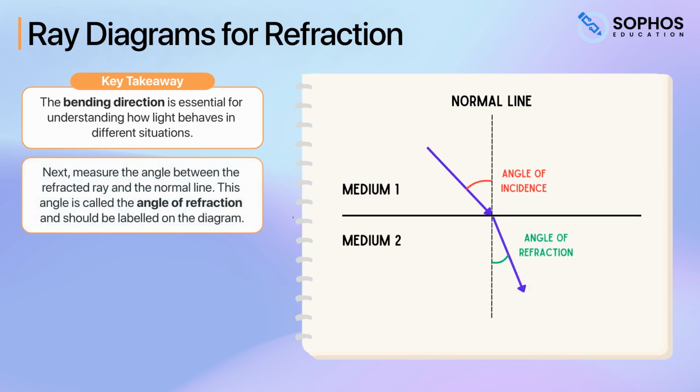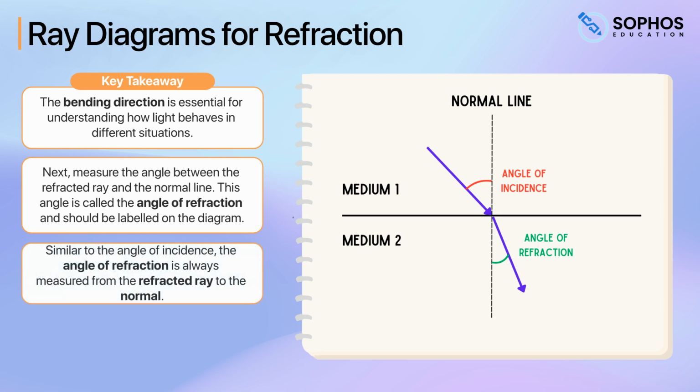Next, measure the angle between the refracted ray and the normal line. This angle is called the angle of refraction and should be labelled on the diagram. Similar to the angle of incidence, the angle of refraction is always measured from the refracted ray to the normal.